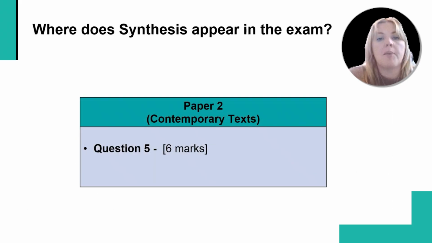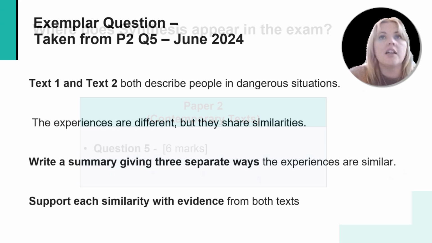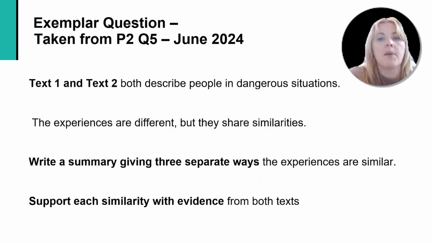Synthesis only appears in paper 2, but it does build on the other skills seen in the exam. We see it in question 5. It's a core skill that you'll use both in your exam and across many other contexts outside of a GCSE. Let's take a look at this question, taken from paper 2, question 5. The question will always ask you to look at writing a summary given 3 separate ways. Pause the screen to read the question.